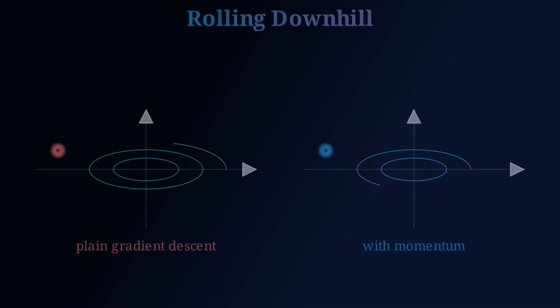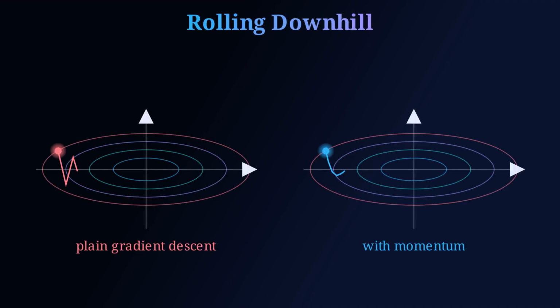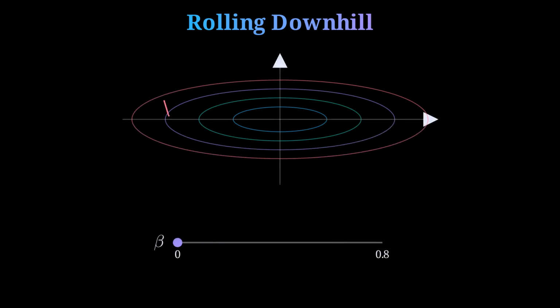Put those two effects together and it's the best of both worlds. Momentum builds up speed along the consistent direction while canceling the contradictory bouncing. The ball sweeps down the canyon far faster and far more smoothly than plain gradient descent ever could. There's an intuitive knob here too: how much of the old velocity we keep, the momentum coefficient. Keep very little and it behaves almost like ordinary gradient descent. Keep a lot and the ball becomes heavy and slippery, gliding a long way on its accumulated speed.